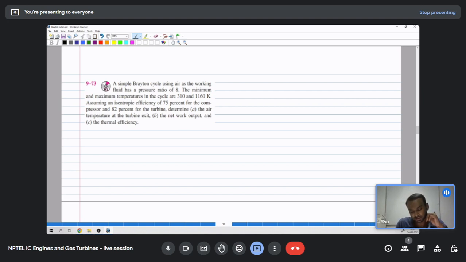A simple Brayton cycle using air as the working fluid has a pressure ratio of 8. The minimum and maximum temperatures in the cycle are 310 and 1160 Kelvin. Assuming an isentropic efficiency of 75% for the compressor and 82% for the turbine, determine the air temperature at the turbine exit, the net work output, and the thermal efficiency. So this problem is similar to the previous problem.